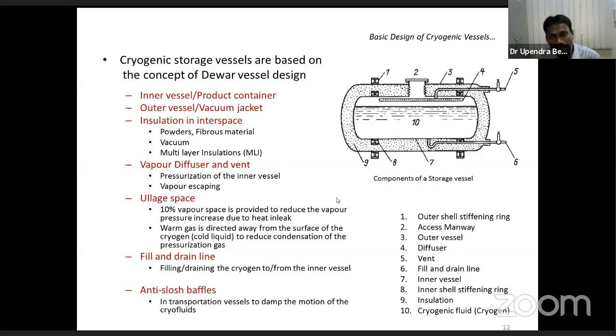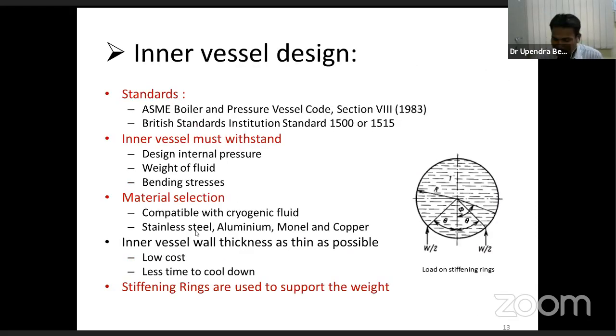So this is the part of this cryogenic container. Once I know that this is the concept of what has to be in the storage vessel, I now have to design all the parts so that I'll be able to successfully store cryogens. So the first part is the inner vessel design, and this inner vessel, which I have seen is filled with liquid, the cross section is given here, and these are designed based on the American Society of Mechanical Engineers Boiler and Pressure Vessel Code Section 8. It also maintains British Standard Institution standard 1500 or 1515. And the design of this inner vessel should be such that it can take the internal pressure inside the container, the weight of the liquid, and also the bending stresses occurring because of load.